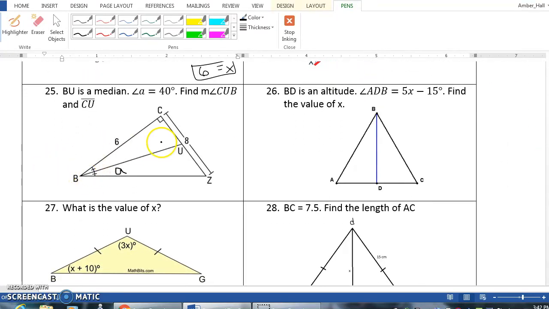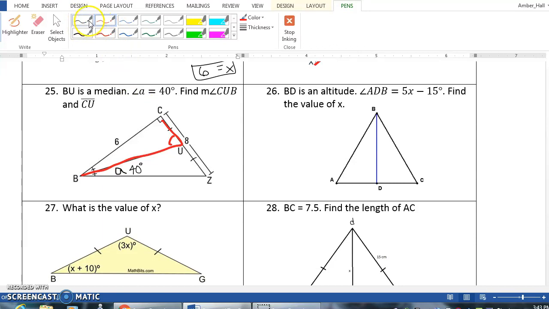25. BU is a median. What do medians tell us? I know that it goes to the vertex and it bisects a side. So this segment is going to be congruent to that segment. It says that angle A right here is 40 degrees. We need to find the measurement of angle CUB, right here, and CU.